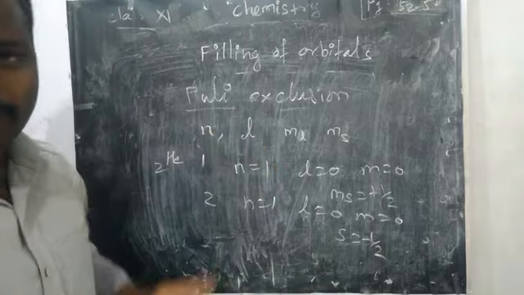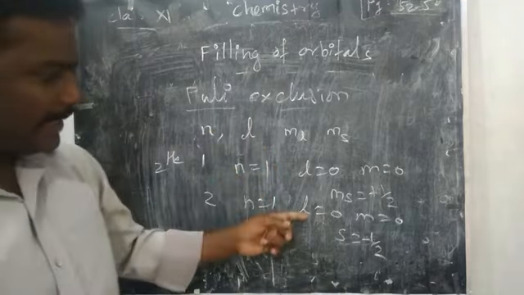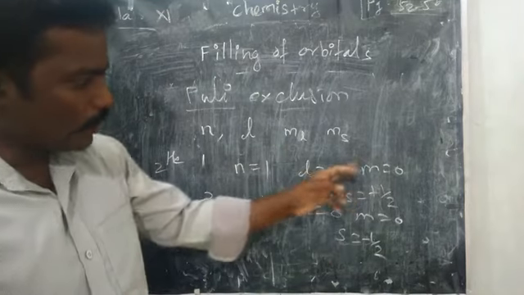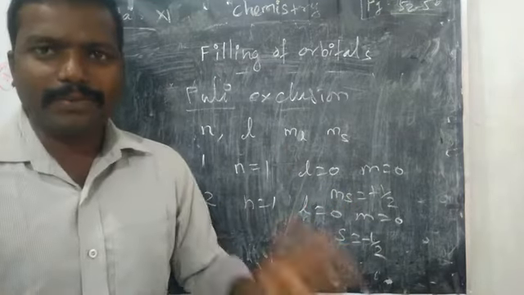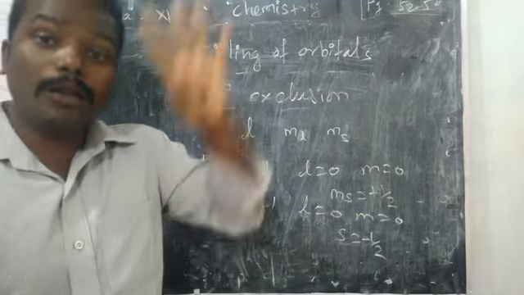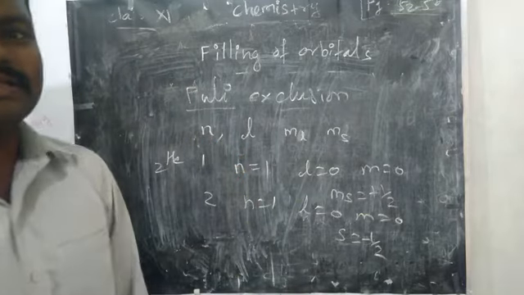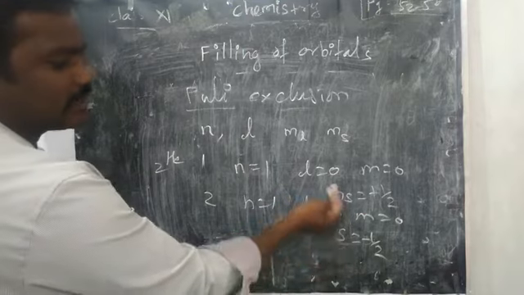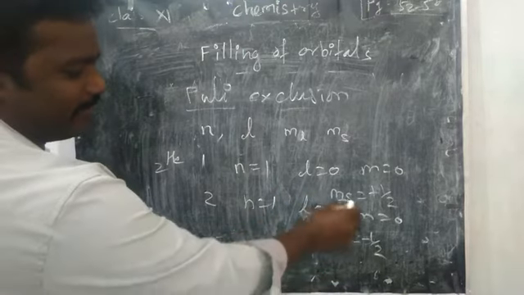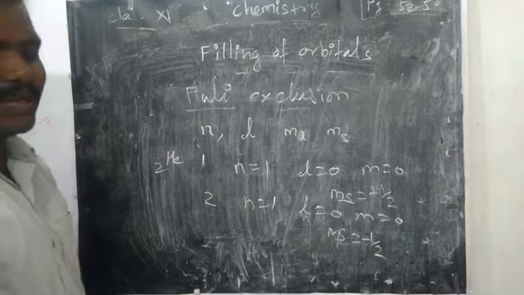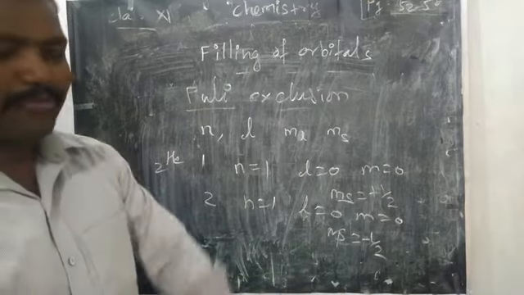Okay, see, it may have three same values: N, L, M. So all first three values are the same, but what is the principle? All four quantum numbers cannot be the same. See, the last one is different. Okay, Ms or S both are same. Spin quantum number plus or minus half.